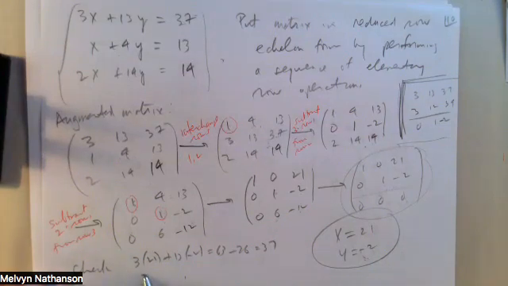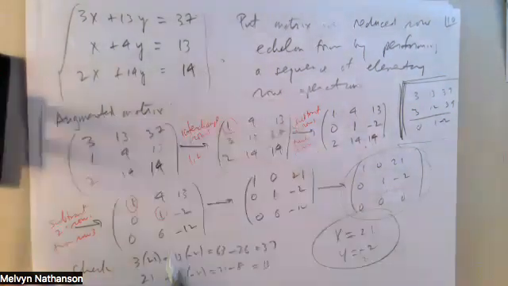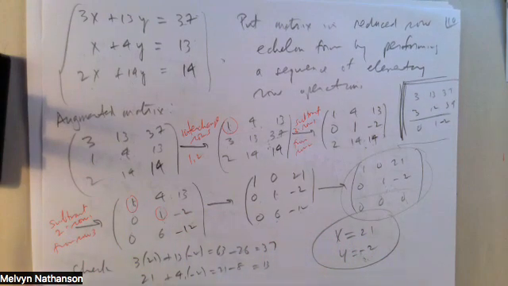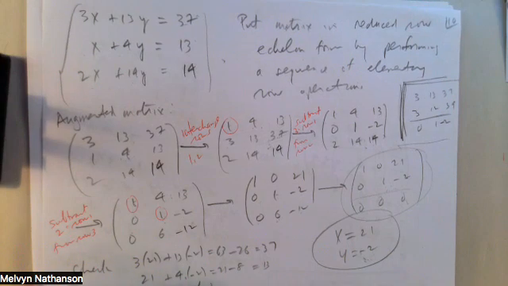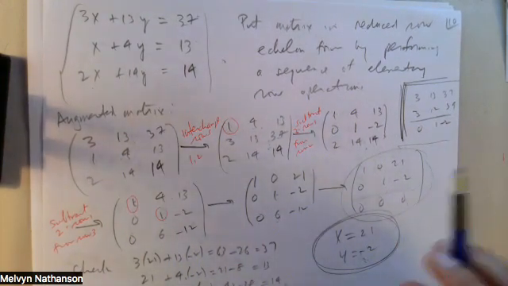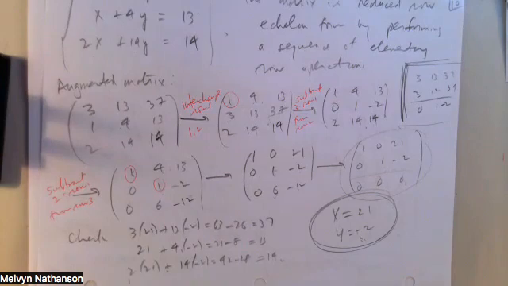x plus 4y is 21 plus 4 times minus 2 is 21 minus 8 is 13. That checks. 2x plus 14y, 2 times 21 plus 14 times minus 2 is 42 minus 28 is 14. That checks. So that's the solution of my system of equations, which I found by taking the matrix and putting it in reduced row echelon form. That's kind of nice.